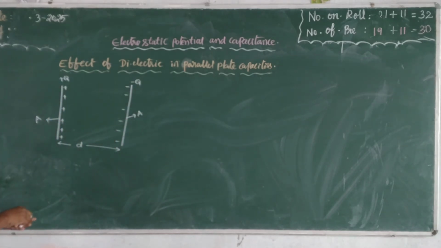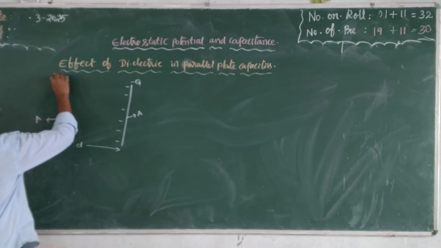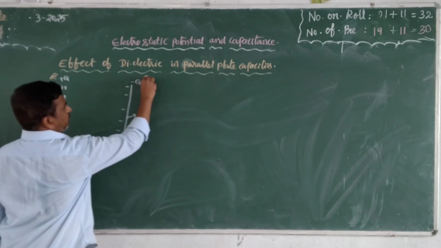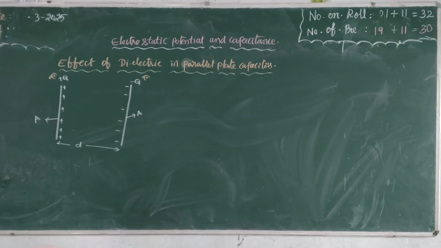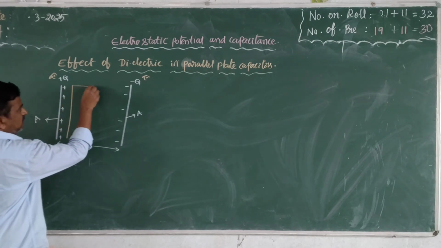See here, the charge we can write as the surface charge density sigma, plus sigma on one plate and minus sigma on the other. Sigma means surface charge density, that is, charge per unit area. In unit area, how much charge is there, that we represent as sigma. Here we can place a dielectric in between the plates.